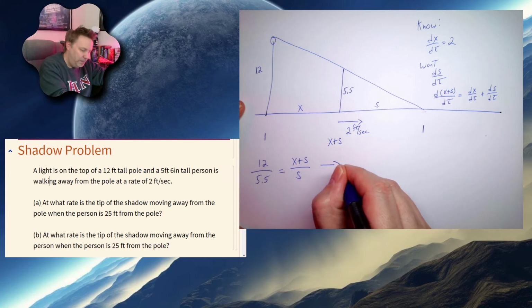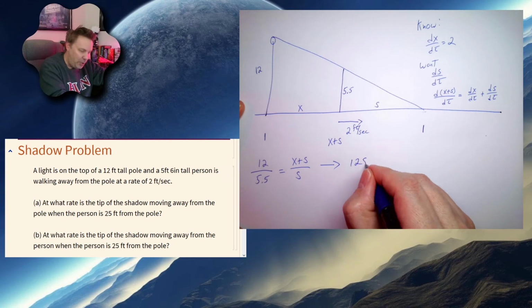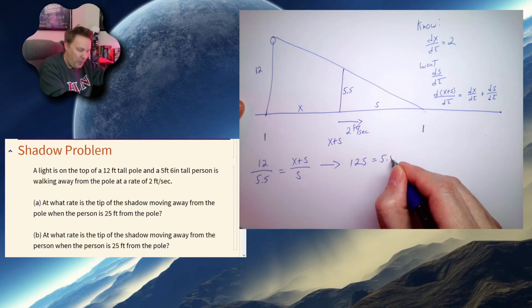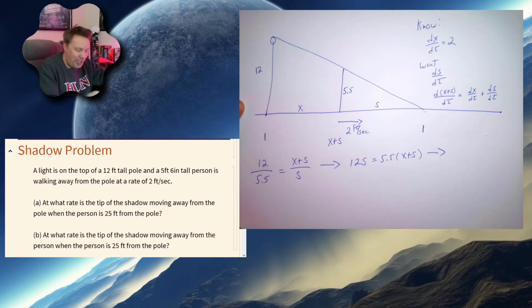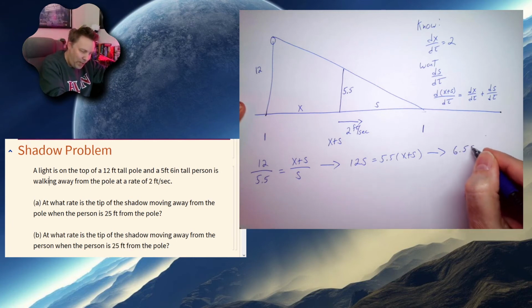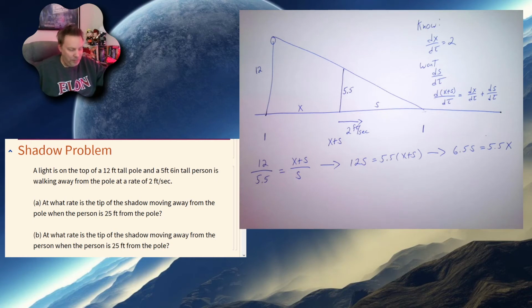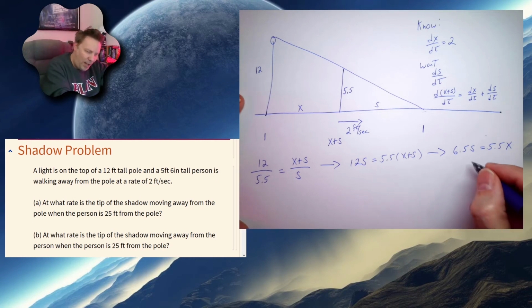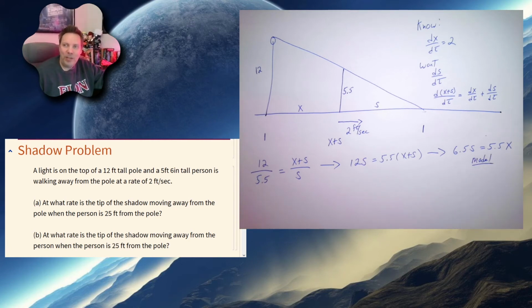Let's do a little bit of algebra here. So I'm going to multiply this out, get rid of the fractions. I get 12s is equal to 5.5 times (x plus s), which I can rewrite as 6.5s is equal to 5.5x. I'm just going to subtract 5.5s from both sides. So this is my model. I think this is the easiest model that we've done so far.